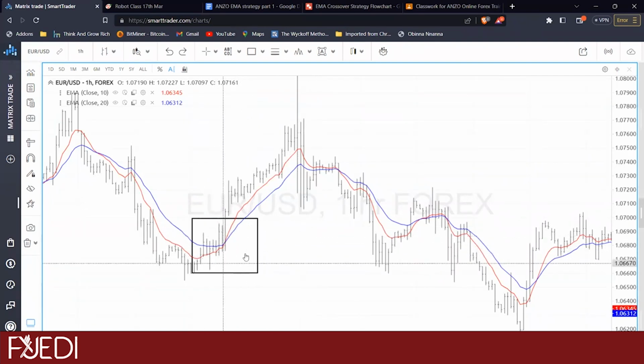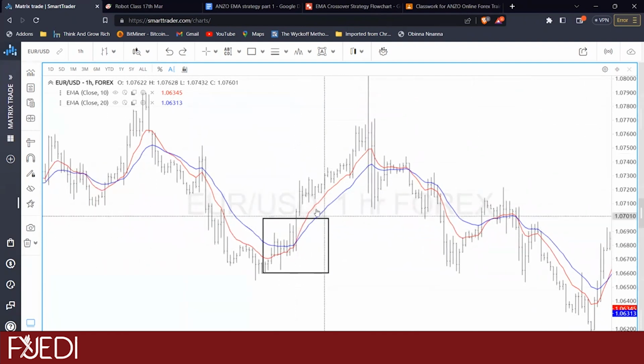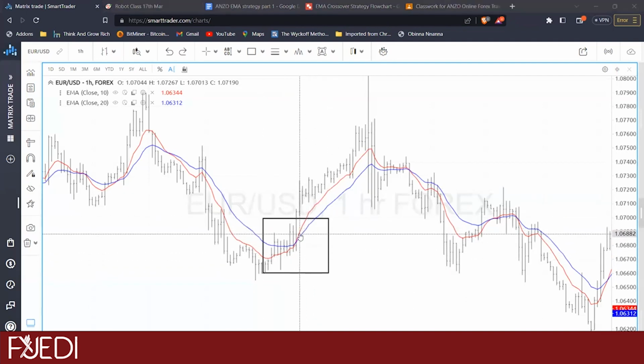Now, at this point where there's a crossover, you notice that when the market goes from a downtrend to an uptrend, the moving average crosses over. So we're trying to use that as a reason for making a decision as to whether we want to buy or sell. The market was coming down, and then the red line, the 10-period moving average, crossed above the blue. So we want to use that as a reason for buying.